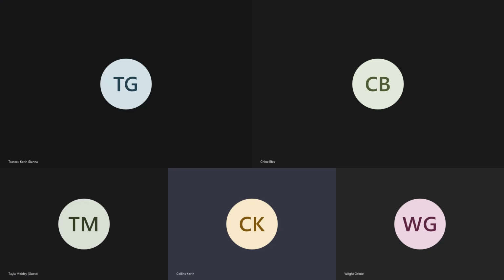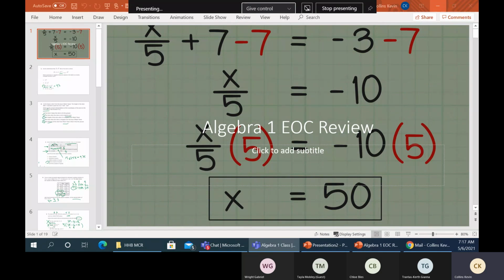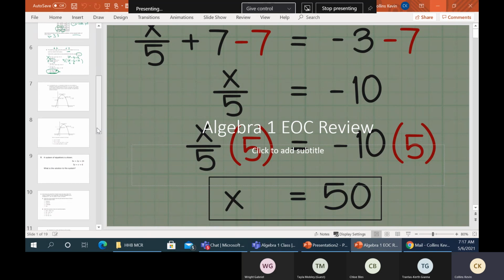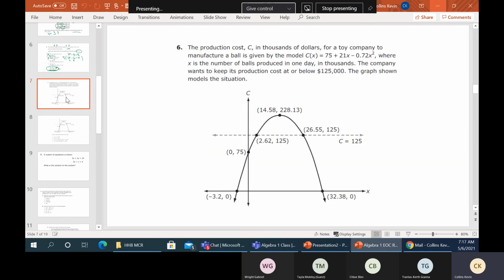All right, so we're going to continue on with what we started last time. This is some EOC review for you guys, and we'll just continue on with that. We'll do some more sample problems, go over what we need to know. All right, so where did we leave off? Looks like this is our next guy.